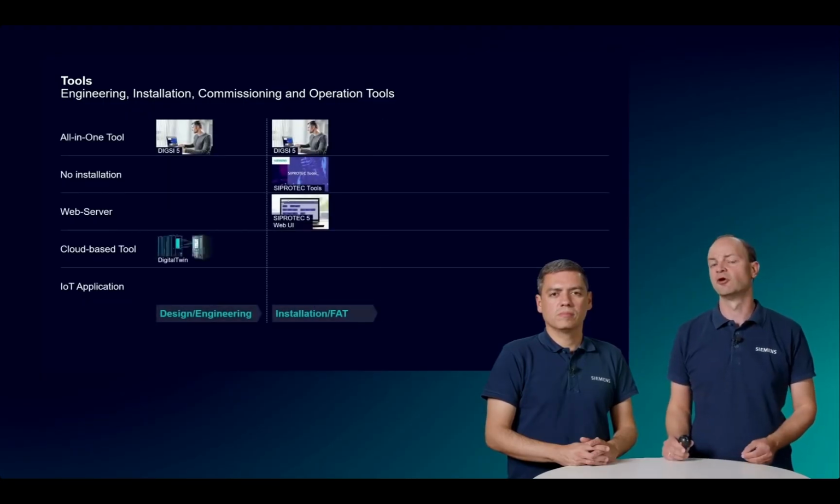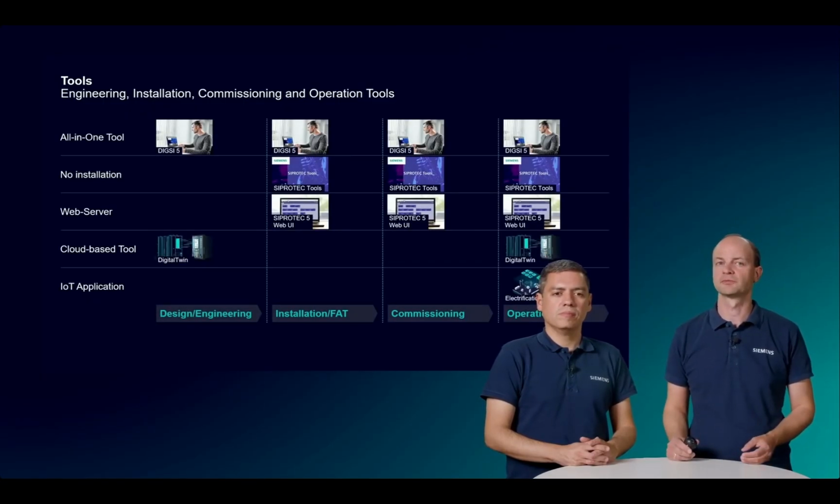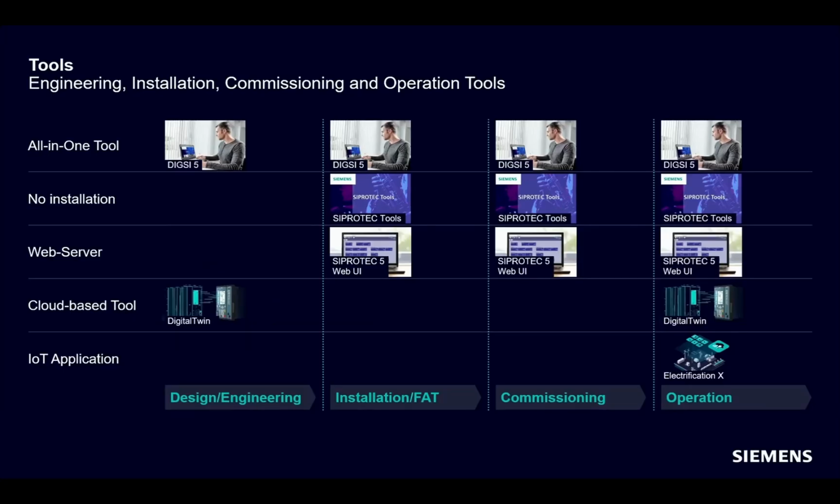This slide here provides an overview of our tools and their main focus. First of all, we have our main tool, DIGSI 5. It's the most comprehensive tool, covering the whole workflow, starting from design and engineering to the installation and commissioning up to the operation. Besides DIGSI 5, we have several simple tools dedicated to specific use cases. First of all, SIPROTEC tools. It is the preferred solution to interact efficiently and intuitively with the whole SIPROTEC 5 portfolio on site, and is mainly designed for panel builders and field technicians.